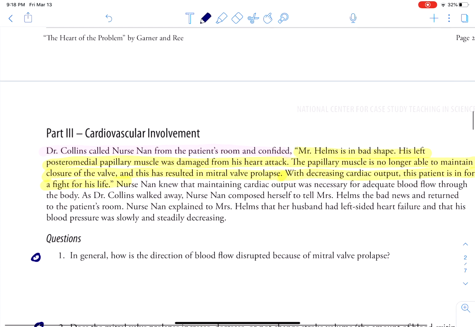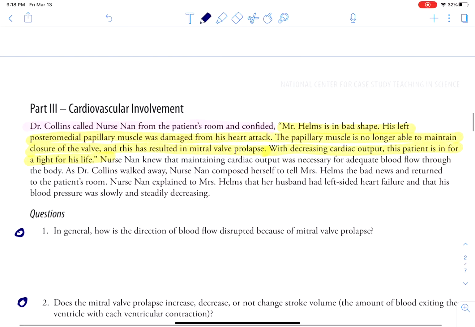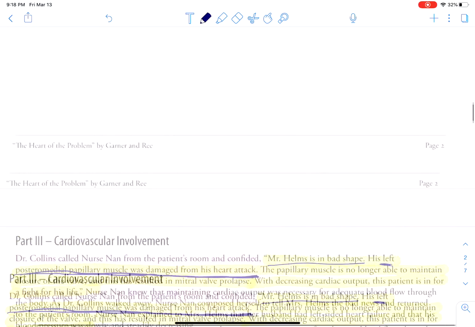Okay, let's go down to part 3, cardiovascular involvement. So Dr. Collins called Nurse Nan from the patient's room and confided, Mr. Helms is in bad shape. His left posteromedial papillary muscle was damaged from his heart attack.